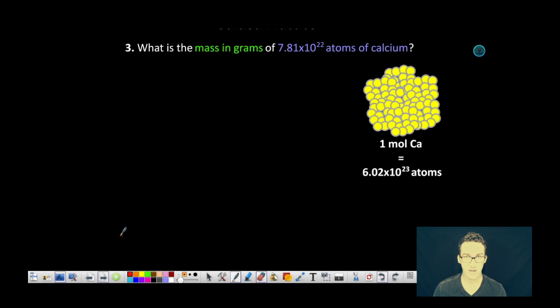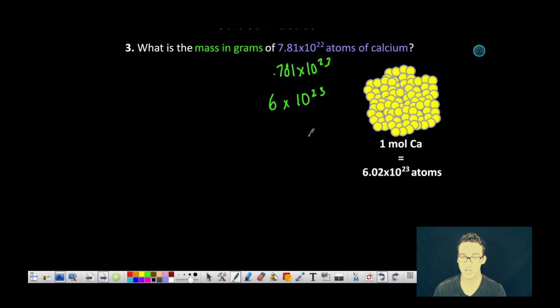Ooh, now we have calcium. This problem asks what is the mass in grams of 7.81 times 10 to the 22 atoms of calcium. Again, when you work through these problems, it's always a good idea before you start to go back and reference the amount in 1 mole. So again, I've got a little bit of a visual over here to help you recognize what's going on with this problem. It's a little tricky here because numbers in scientific notation can cause problems. I'm going to change this to 0.781 times 10 to the 23, because I'm going to compare it to 6 times 10 to the 23.